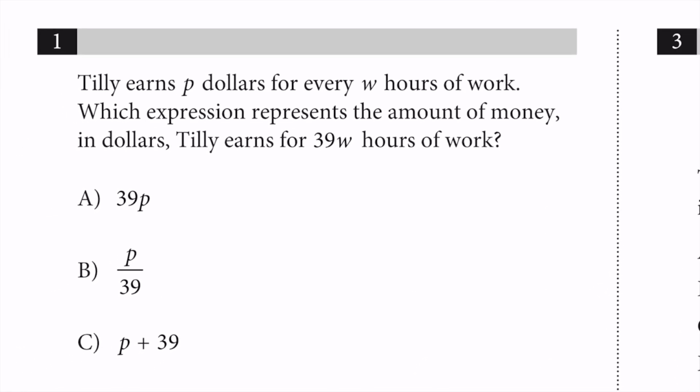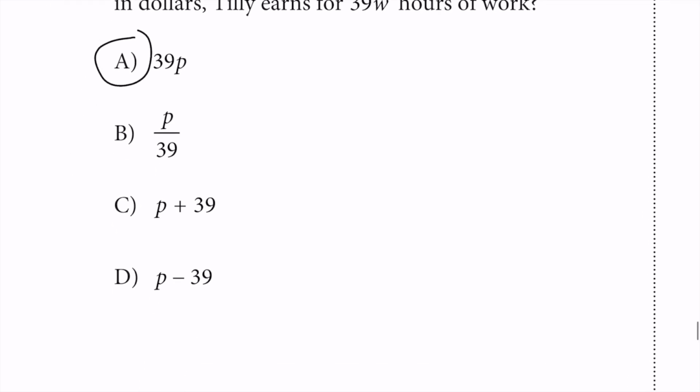P dollars for every W hours of work. Which expression represents the amount of money in dollars Tilly earns for 39 W hours of work? So we know that for P dollars for every W hours, so we can just sub in P for W and get 39P. So that's going to be answer choice A.